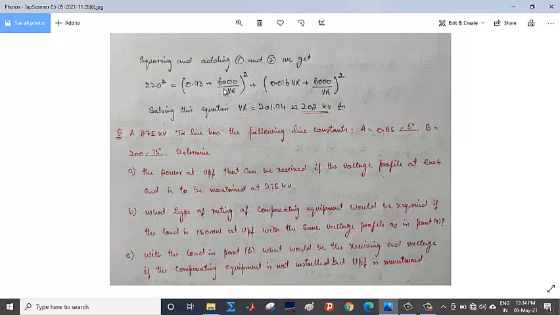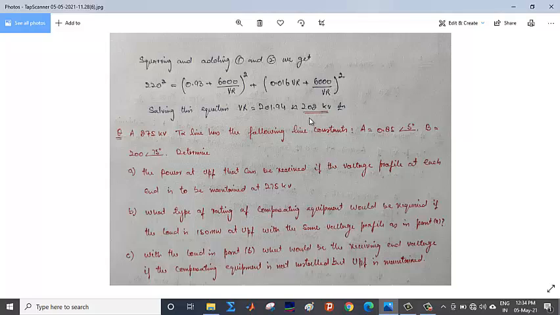You can write this equation directly on the calculator and solve for any initial value, because nonlinear equations are usually solved using the iterative method, and the calculator we usually use, the FX-991ES Plus, makes it very easy. In that calculator, you put the equation as it is and solve it. You will get the answer. This is 201.94, which is approximately equal to 202 kV.